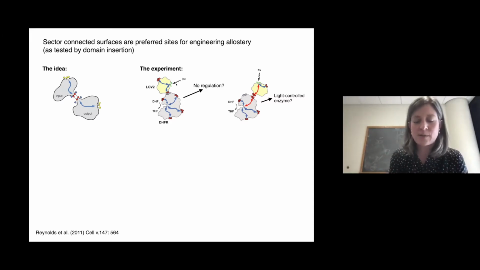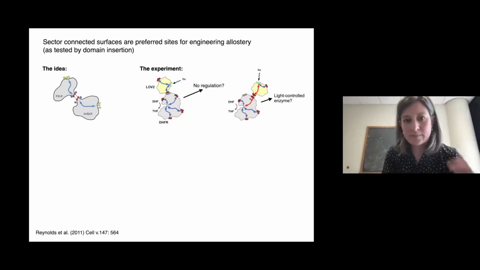Okay, and here's what the implementation of the experiment really looks like. We've got two domains. As our input, we're taking LOV2, a little blue light sensing domain from plants, and we're attaching this blue light sensor to the output domain, dihydrofolate reductase. If we attach it like this, where it's not plugged into the sector, we anticipate that we'll see no regulation. If we attach it like this, so that we're hooked into the sector, we expect that with some probability, we're going to start to see a light controlled enzyme.